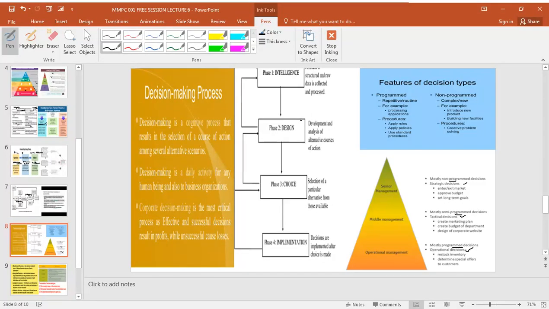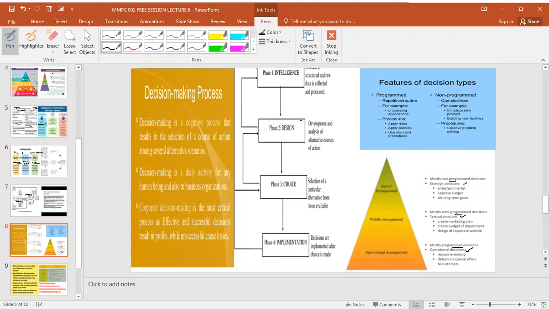Then after the data collection, they have to analyze the alternatives. For example, the organization wants to recruit some technical staff. They have to collect the information regarding the availability of candidates. Different options are available: they can go for internal recruitment, external recruitment, or campus recruitment. Different types of recruitment are there. So they will develop an analysis of different alternative courses of action, and out of that they will select the best one.